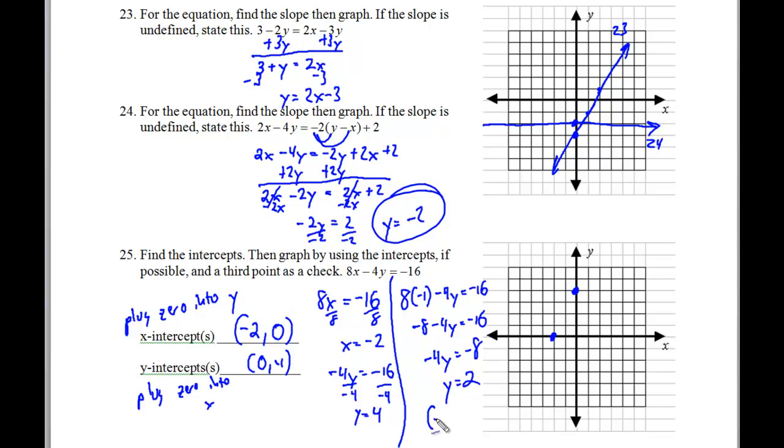So the point negative 1 comma 2 fits in right here into this graph, which is a perfect check for my problem. Extend that line. So you're going to impress me on the test that way.